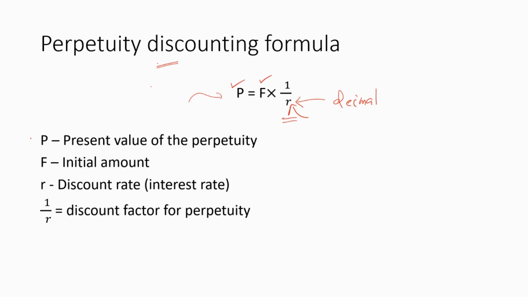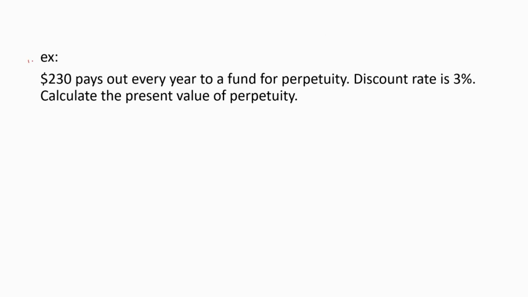So capital P represents the present value of the perpetuity. Capital F represents the initial amount. This is the amount of money you will receive or you have to pay. R is the discount rate. This is an interest rate. 1 over R is the discount factor for perpetuity. For perpetuity calculations, there will be no present value table because it is really simple. The discount factor for the perpetuity is just 1 over the discount rate. This is really simple. Let's do this example.